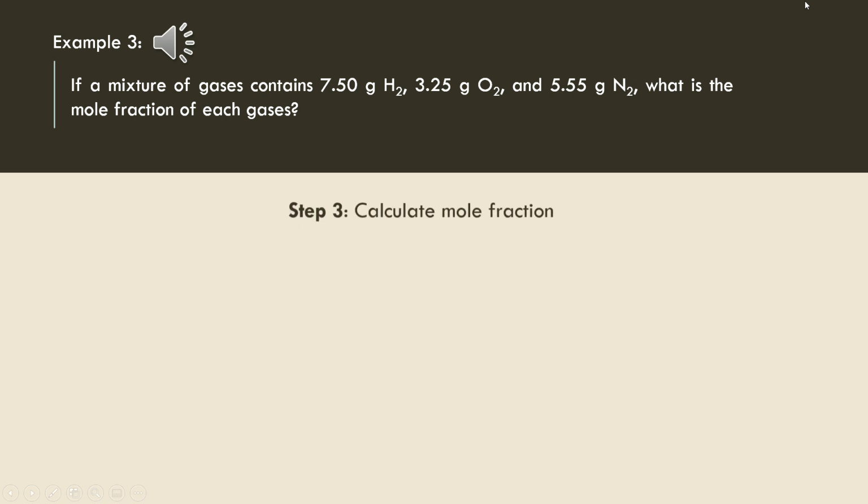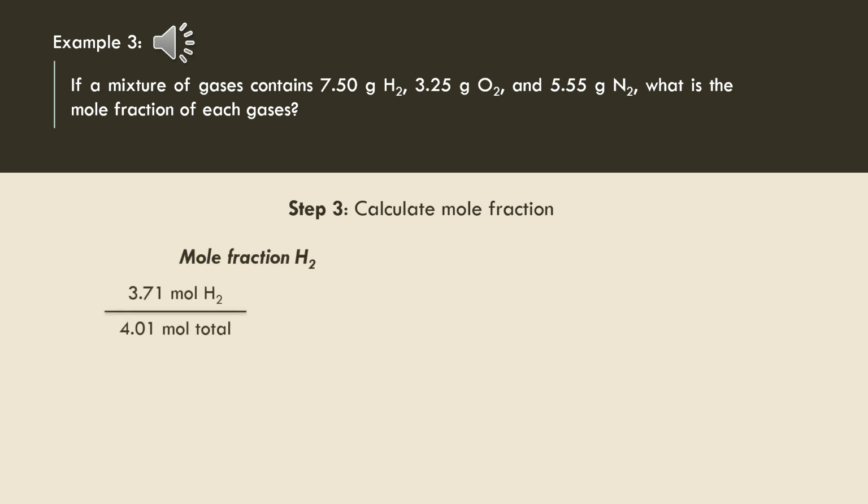Step 3 is to calculate the mole fraction of each gas. To calculate the mole fraction of hydrogen, first get the moles of hydrogen, which is 3.71, divided by the total moles, which is 4.01, equals 0.925. So this is your mole fraction for hydrogen.